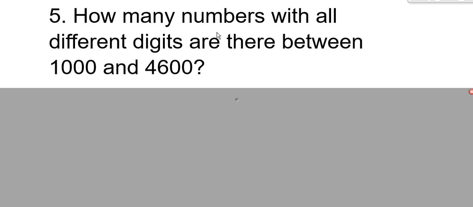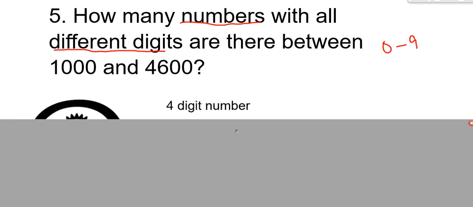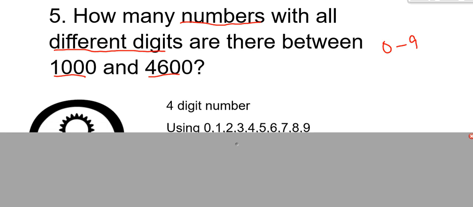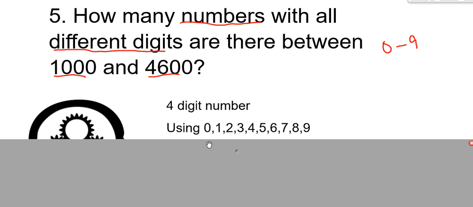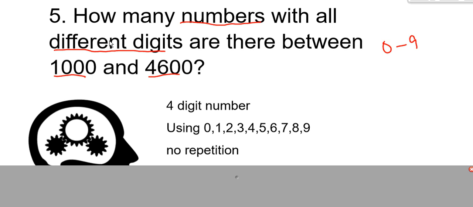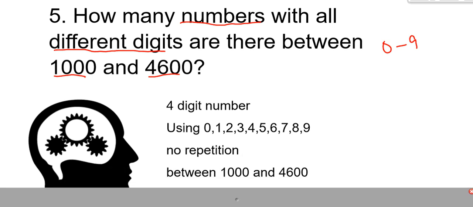So let's look at question 5. How many different numbers with all different digits, so now we can't repeat, are there between 1,000 and 4,600? So we're making numbers again, so we know that we're using this set of digits from 0 to 9. So it's a 4-digit number because these are 4-digit numbers. And if I use less than 4 digits, I'm below 1,000. And if I use more than 4 digits, I'm above this. So I know I'm making a 4-digit number. So I need to use the characters that make up numbers. Repetition's not allowed because it says different digits. And it says I have to be between 1,000 and 4,600.